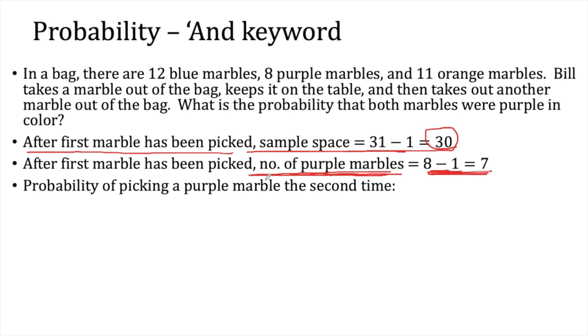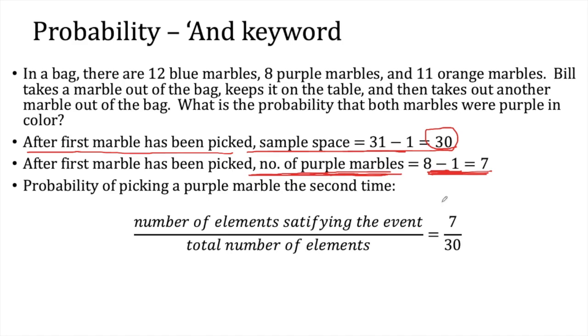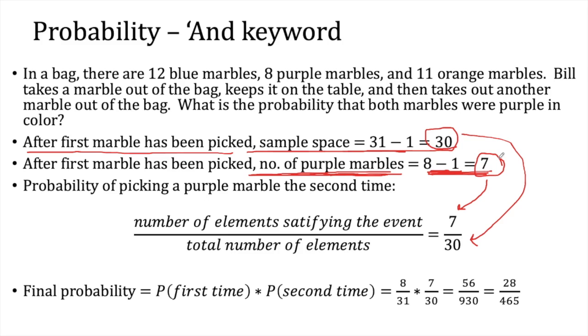So now the probability of picking a purple marble the second time is 7 over 30, since our sample space is reduced to 30 and the number of elements satisfying the event has been reduced to just 7. And now we just have to multiply these two together. When we do that, we'll get 56 over 930, and dividing by 2 on numerator and denominator, we'll get the simplified fraction 28 over 465. So this is the probability that he picks a purple marble both times.